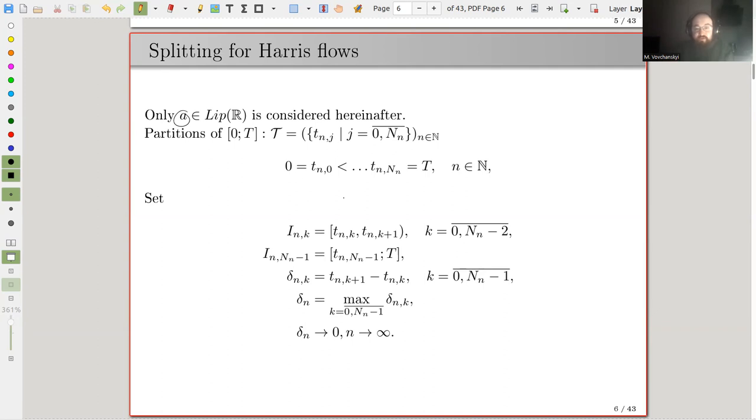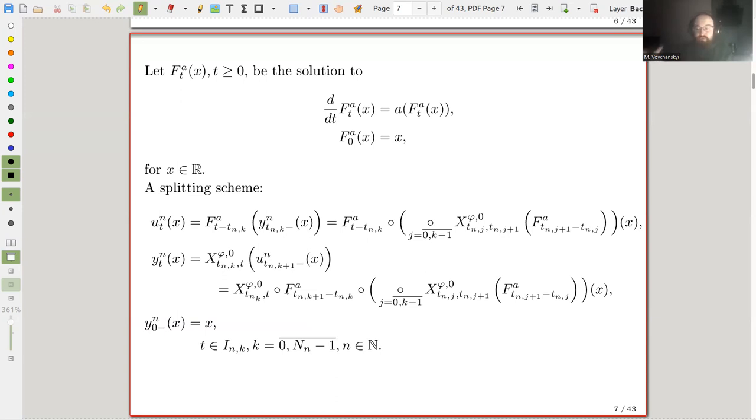So we have a partition of the interval 0, t, with points t_nk, t_nk+1, and this is I_nk, just the (k+1)-th element of this partition, and delta_n is the size of the partition. Then we compose two semigroups. The first semigroup is the flow of the ordinary differential equation. And this is the Harris flow with zero drift.